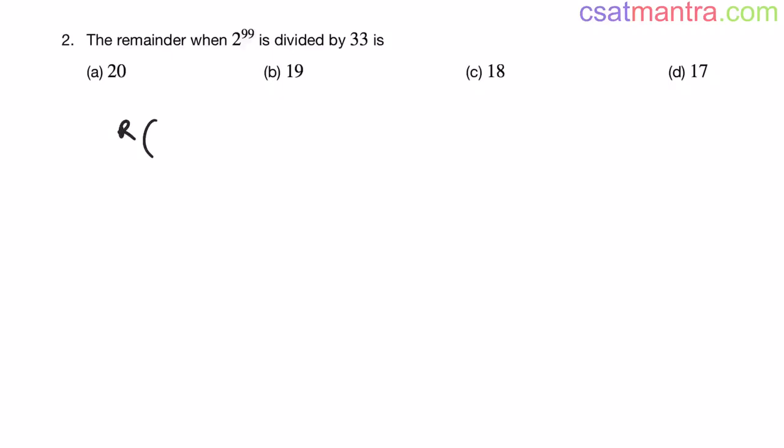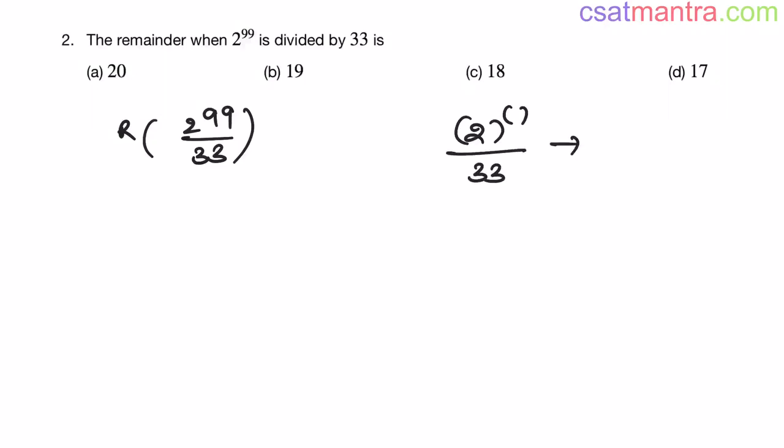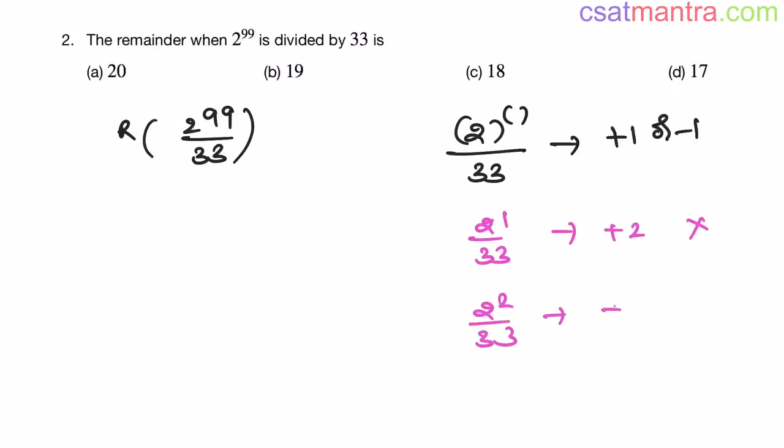Okay, remainder when 2 power 99 is divided by 33. Now I said always look for which power of 2 when divided by 33 is giving us plus 1 or minus 1 as remainder. See, 2 power 1 when divided by 33, the remainder is plus 2. This is not going to be helpful. 2 square, plus 4. 2 cube, plus 8 is the remainder. 2 power 4, remainder is plus 16.